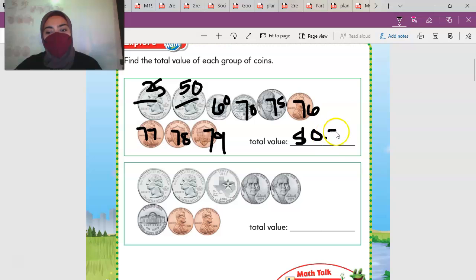decimal, 79 cents. You always write a decimal between the dollars, even if it is 0, and the cents to show that this is the cents and this is the dollars, to separate them. And you need a dollar sign.